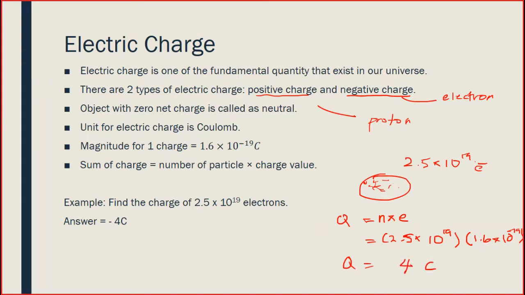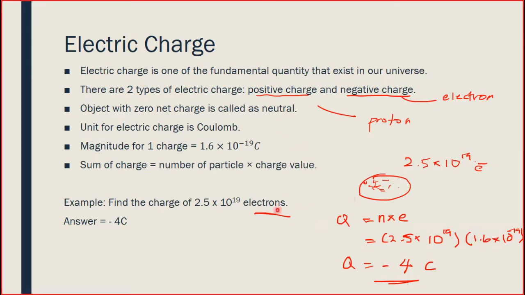But always remember that this is an electron, so electron is a negative charge. Make sure you put a negative value. This is a tip just in case you encounter this kind of question. You can change this to a proton: find the charge of 2.5 times 10 to the power of 19 protons. Just multiply the number of protons by 1.6 times 10 to the power of negative 19, and then adjust for negative or positive. Is it negatively charged or positively charged?